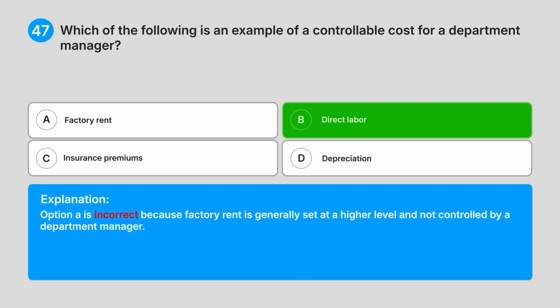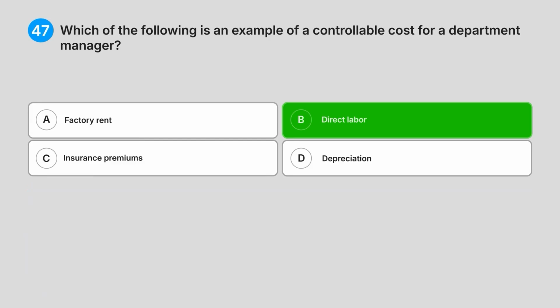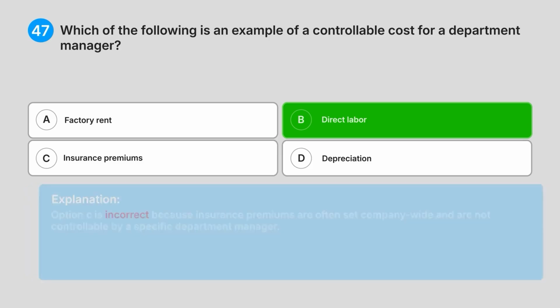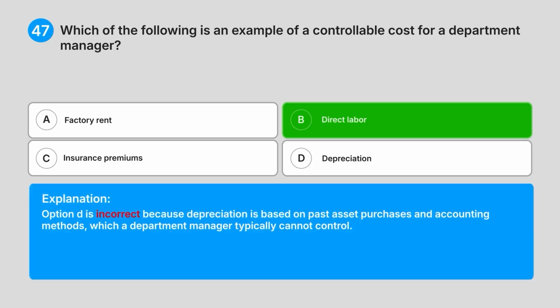Option A is incorrect because factory rent is generally set at a higher level and not controlled by a department manager. Option C is incorrect because insurance premiums are often set company-wide and are not controllable by a specific department manager. Option D is incorrect because depreciation is based on past asset purchases and accounting methods, which a department manager typically cannot control.